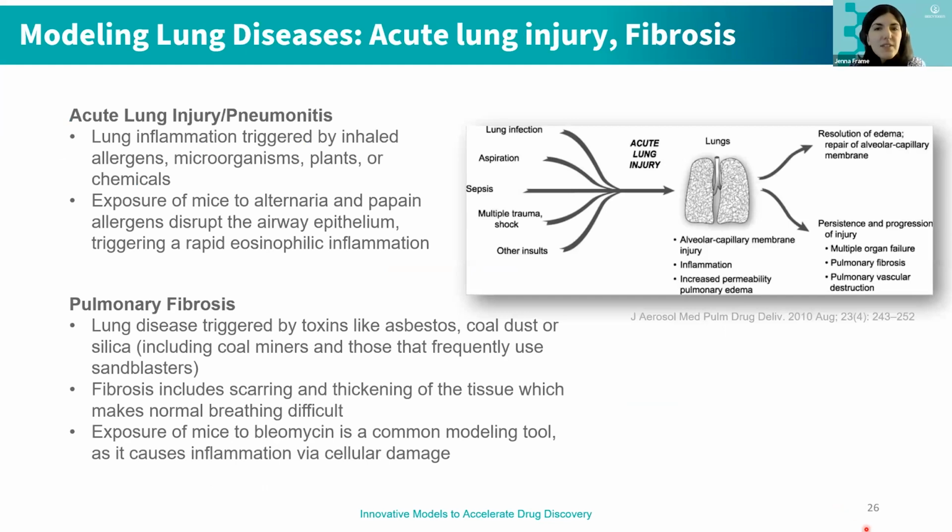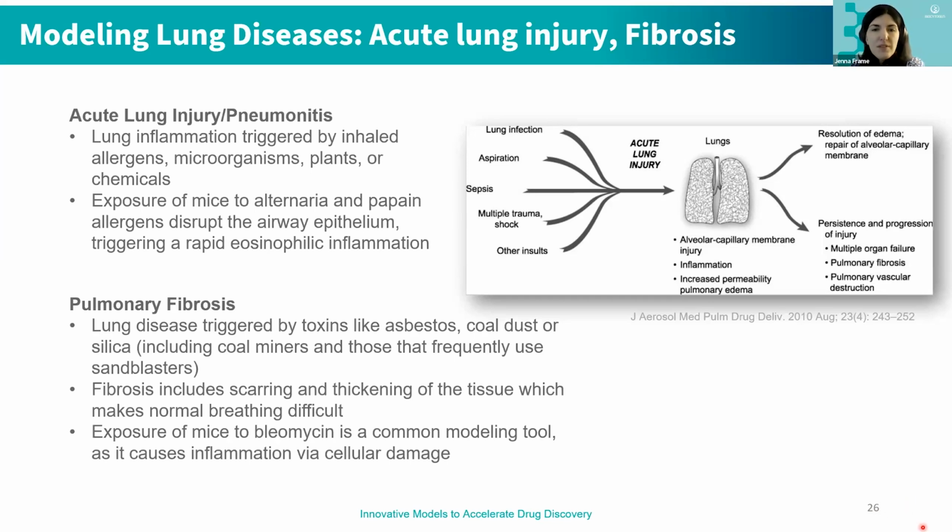So the next set of diseases I will introduce today are lung diseases. So acute lung injury can be triggered by inhalation of various allergens, microorganisms, plants, or chemicals to induce inflammation. And this can be modeled by exposure of mice to alternaria or papain, which disrupts the airway epithelium, triggering a rapid eosinophilic inflammation.